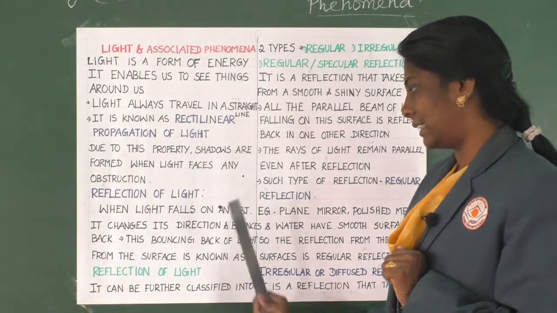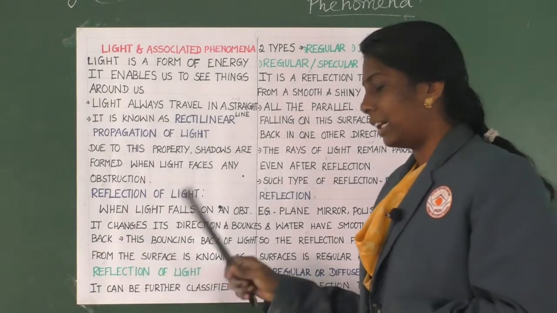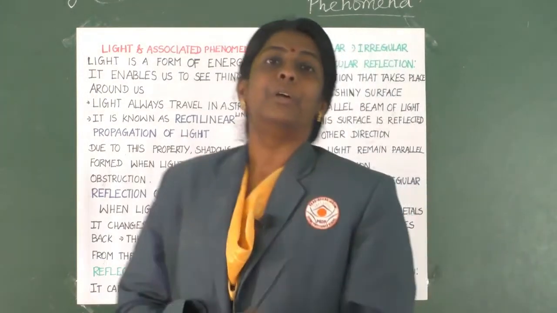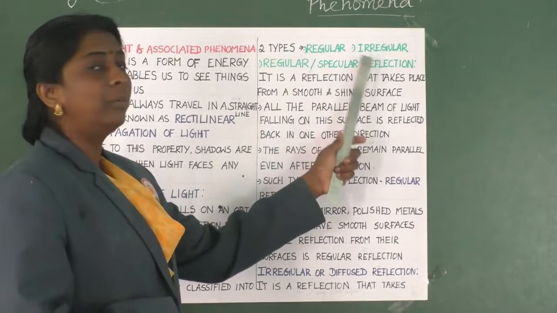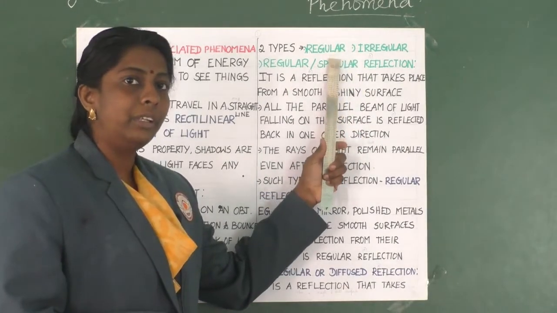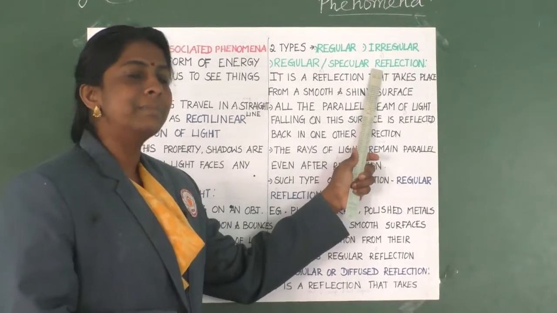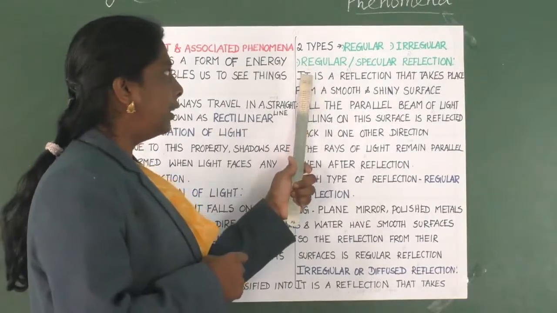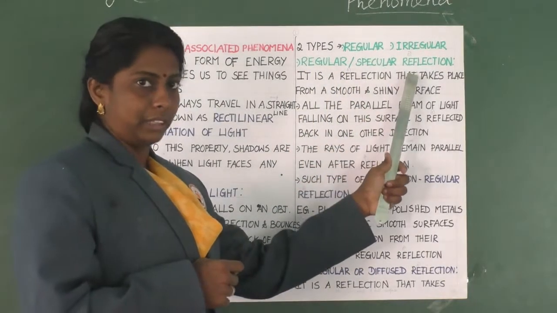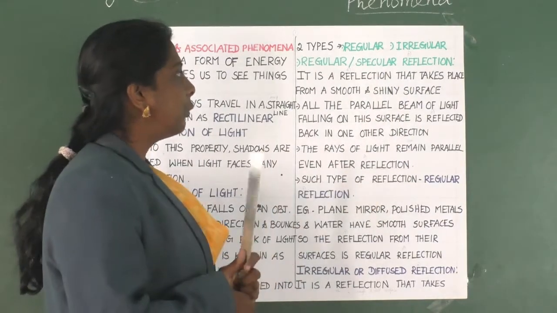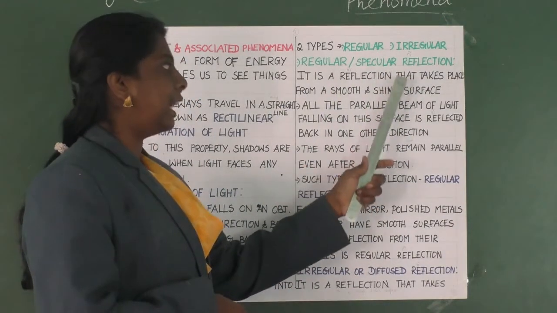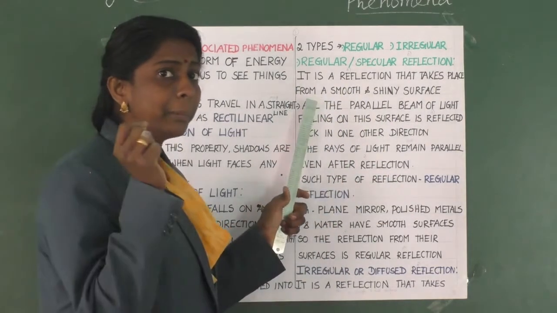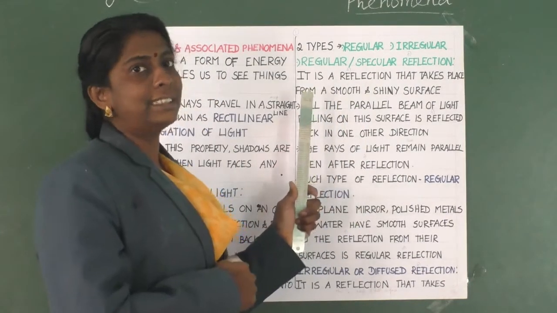Clear, children? Now again, this reflection is further classified into two types. What are they? Regular reflection and irregular reflection. First, let us learn about regular or specular reflection. What is this? It is a reflection that takes place from a smooth and shiny surface.